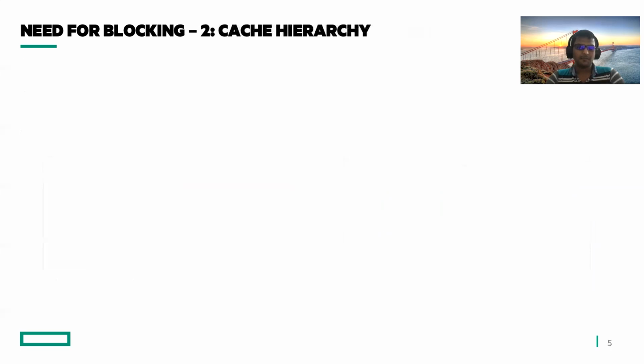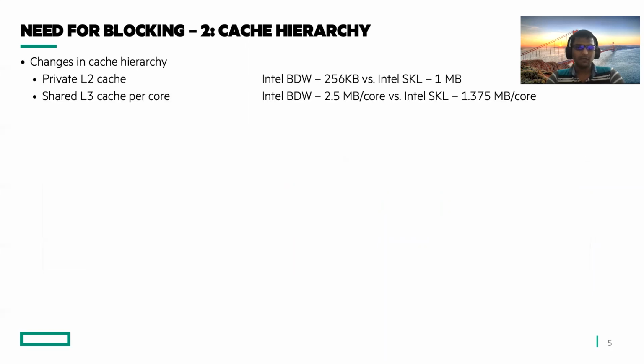In this slide, we look at the performance impact from updates in cache hierarchy in modern multi-core processors. The major change in cache hierarchy is the ratio between the L2 and the L3 cache size. We can see that the L2 cache size is increased and the L3 cache size is decreased. For example, here we have considered Intel Broadwell as an example for older processors and Intel Skylake as an example for newer Xeon processors. It shows Broadwell's L2 cache size being much lower than Skylake's L2 cache size.